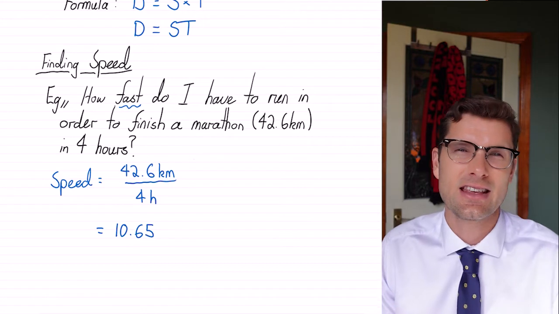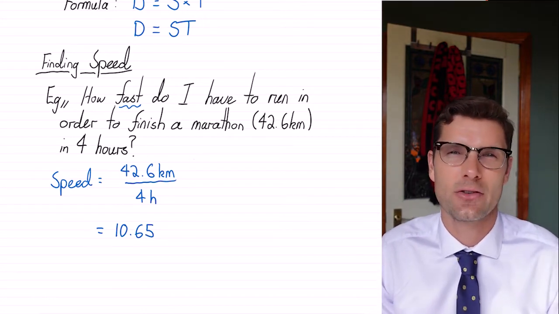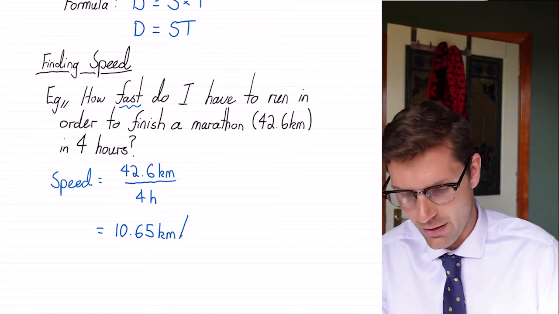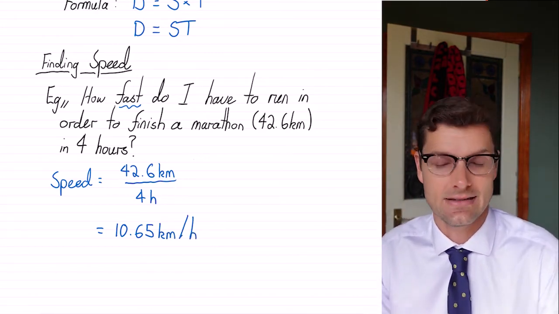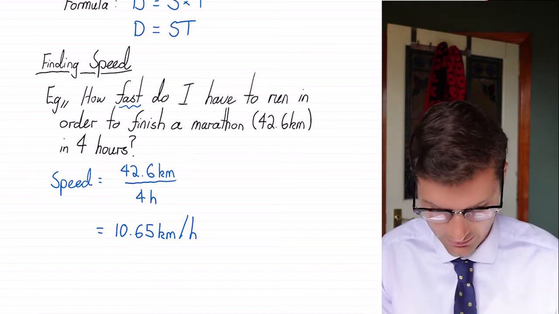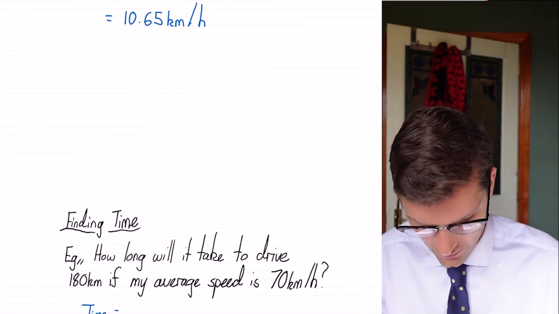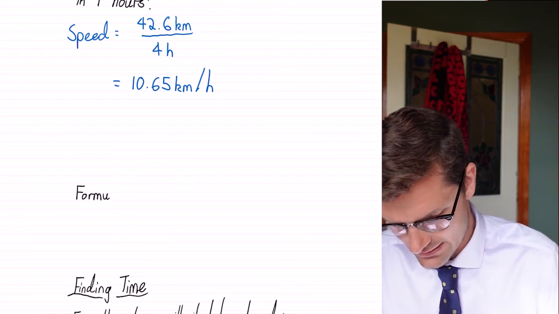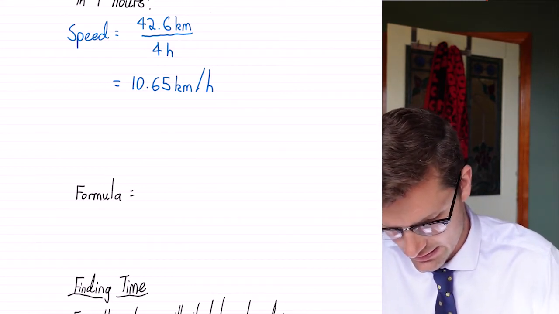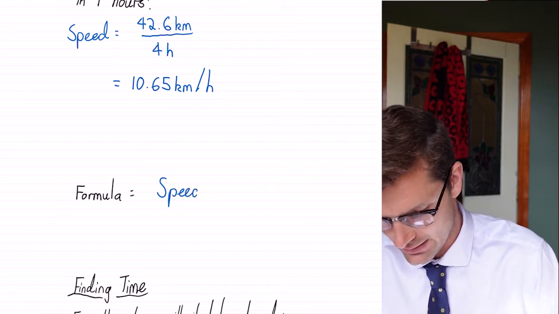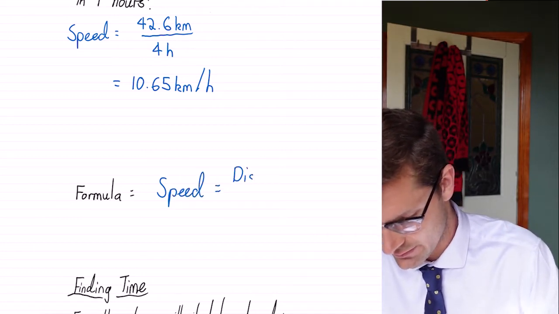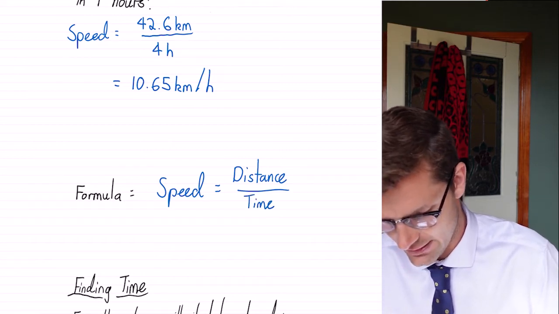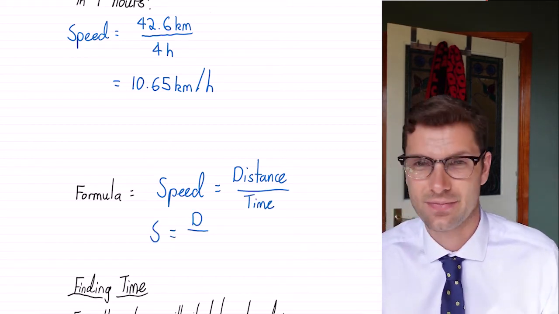10.65. And because there's no same algebraic term on the top and the bottom, we legitimately have kilometers divided by hour. And that's what kilometers per hour means. That's how we get there algebraically. So the overall formula for this is that speed is equal to distance over time, which is S equals D over T.